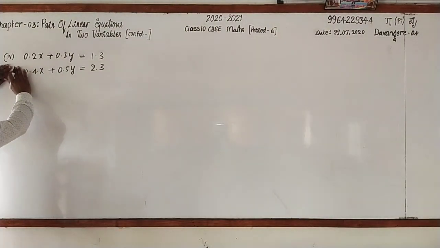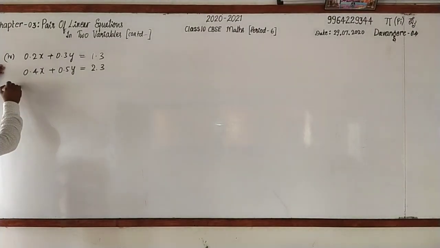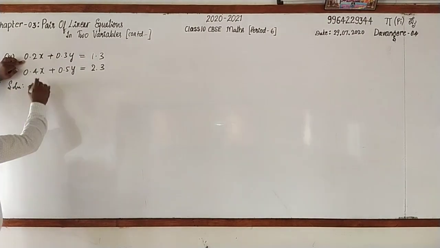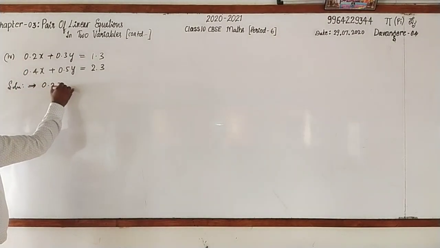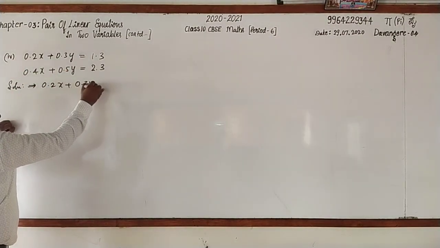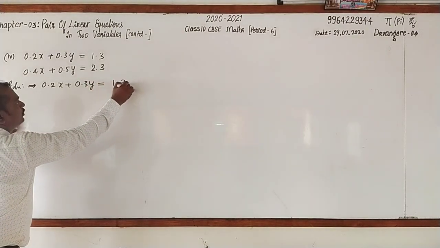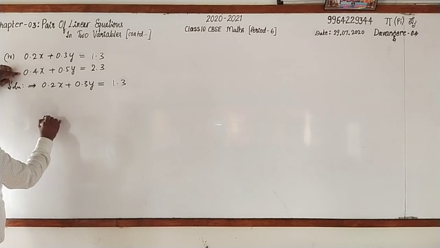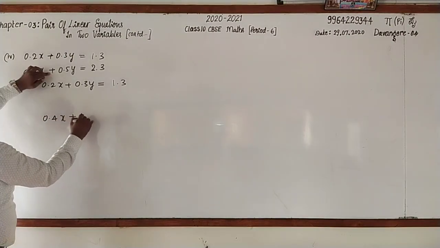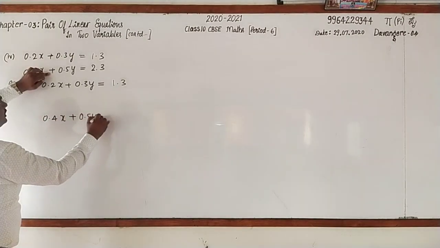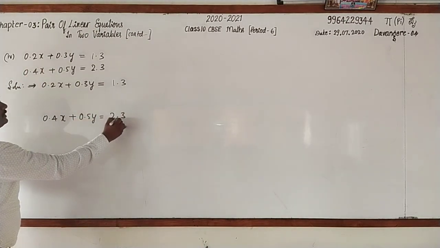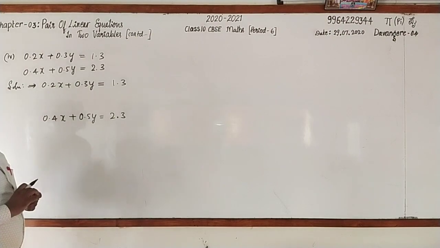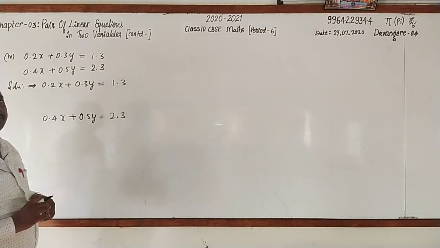Let's move on to fourth sub question. Please go through both the equations. First one is 0.2x plus 0.3y is equal to 1.3. And the second one is 0.4x plus 0.5y is equal to 2.3. Got it? Then how do you go for solving them by substitution method?